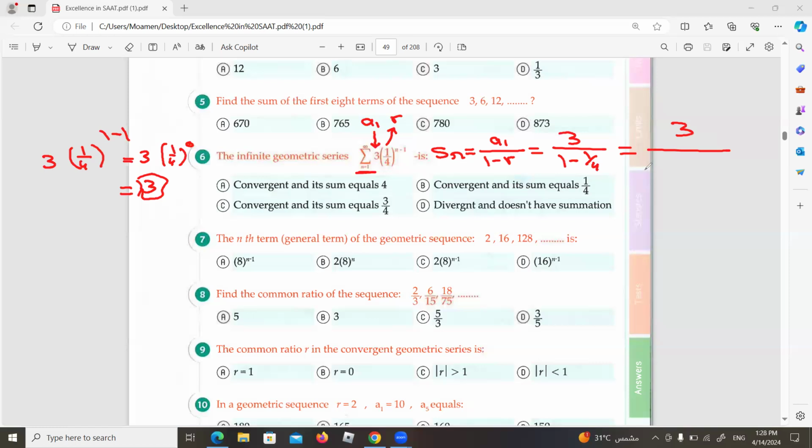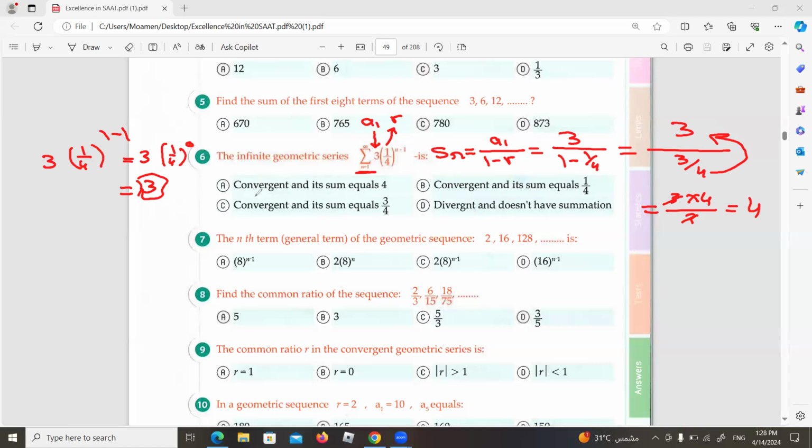You have here 3 and here 3 over 4. From where do you get 3 over 4? 1 minus a quarter equals 3 quarters. Get the 4 up by multiplying, so it will be 3 multiplied by 4 over 3. Cancel 3 with 3, so the result will be 4. So for letter A, the sum equals 4.